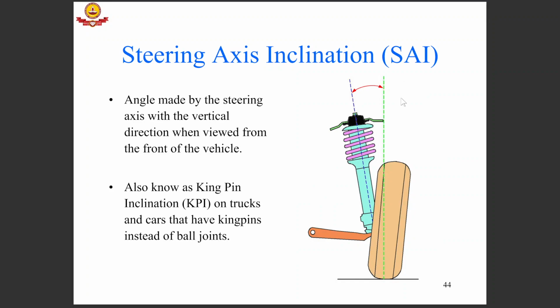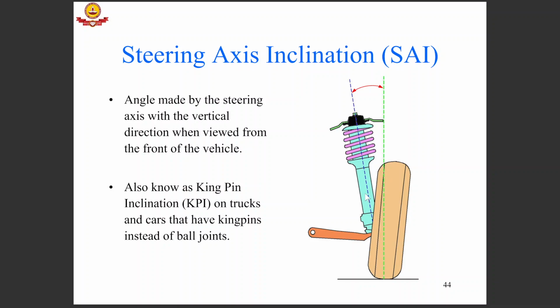Then the next one is steering axis inclination. It is the angle made by the steering axis with the vertical direction when viewed from the front of the vehicle. It's also known as kingpin inclination on trucks and cars that have kingpins instead of ball joints.